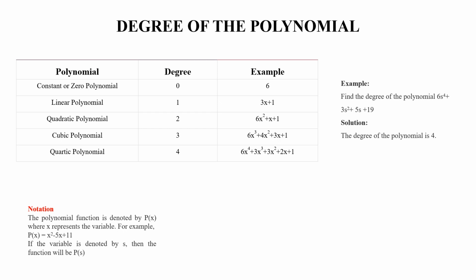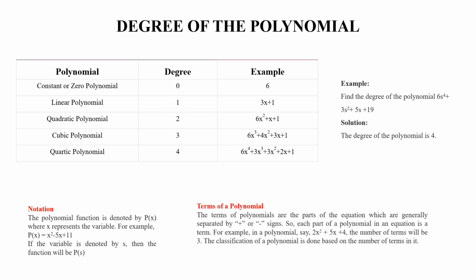Simple. The terms of a polynomial are the parts of the equation which are generally separated by plus and minus signs. So each part of the polynomial equation is a term. For example, the polynomial 2x square plus 5x plus 4. How many terms are there? There are three terms. What is the constant? 4 is the constant. In 5x, 5 is the coefficient, x is the variable. In 2x square, 2 is the coefficient, x is the variable, and the power 2 is the exponent. So the number of terms will be 3.